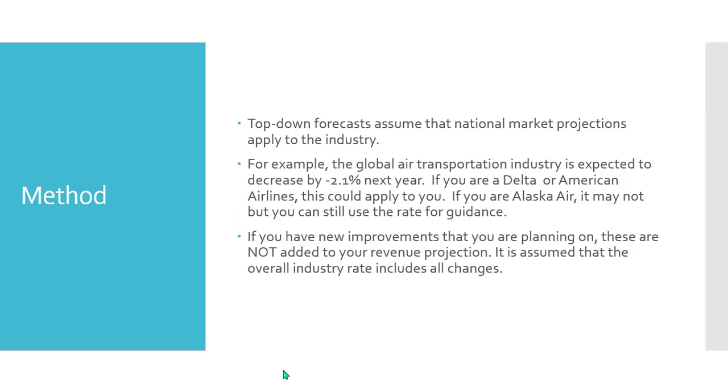It's assumed that the overall industry rate that we have includes all changes that would be taking place this year. The next method that we look at adds industry changes to the forecast, to the base rate. So let's say you've got 3 projects, it'll add the impact of those 3 projects on top of this base, but not with top down. With top down, that growth rate assumes all innovations are within it.